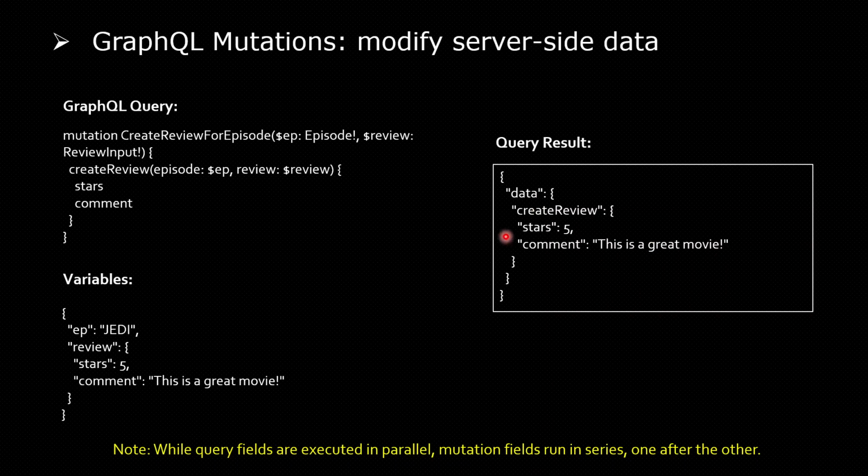Now the difference between query and mutation is that queries are executed in parallel and mutations run in series, one after the other. So with a query, when you want to retrieve data, the server will execute in parallel. It will do multiple threading and return the data as fast as possible. Mutations run in series, one after the other.